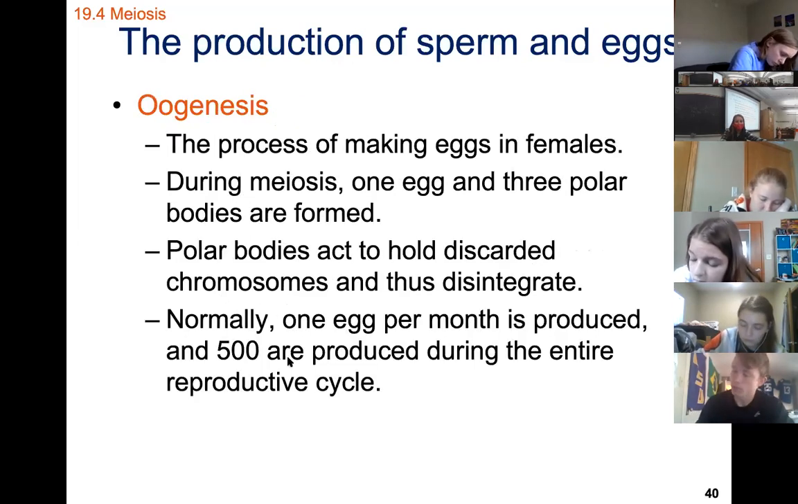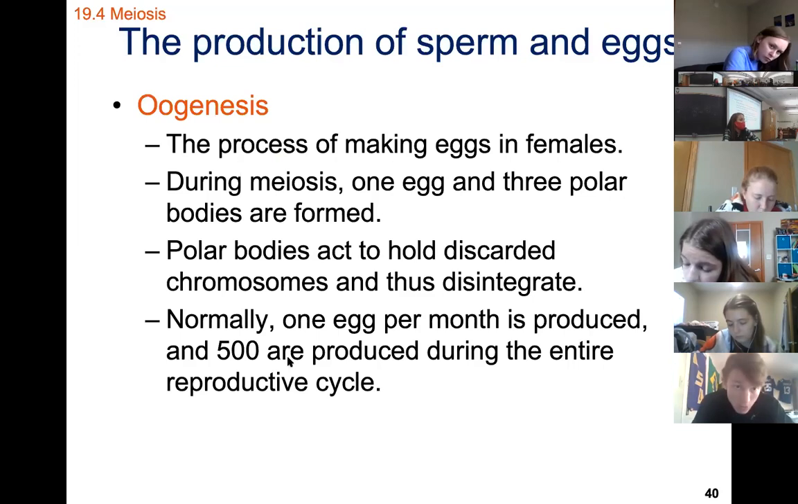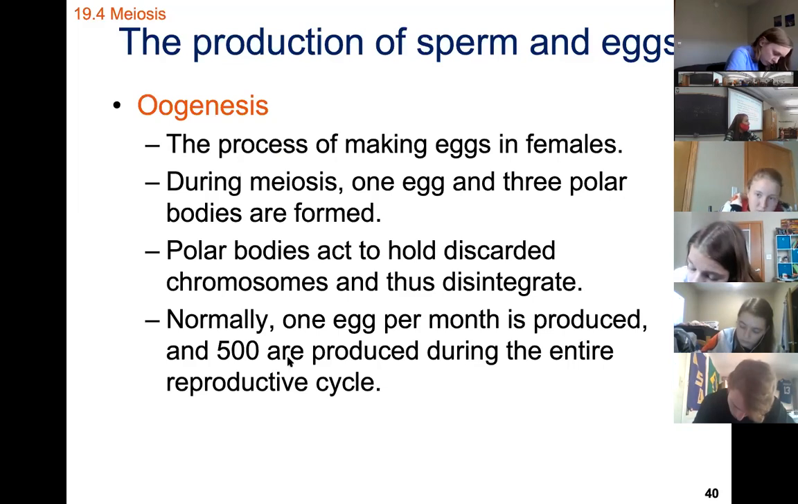Okay. If you think of the opposite of that, now the oogenesis, kind of the way to say that, is the process of making eggs in females. During meiosis, one egg and 3 polar bodies are formed. Polar bodies act to hold discarded chromosomes and thus disintegrate. Normally 1 egg per month is produced, which makes sense, right? And about 500 are produced in the entire life, right?